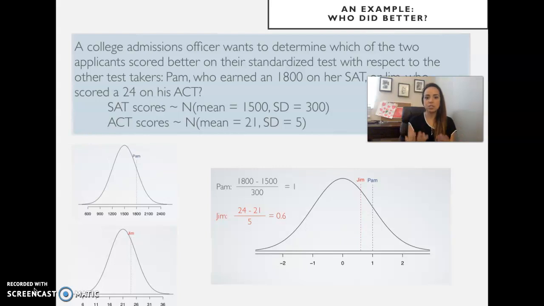So we have just solved a problem. We needed to compare the score that Pam got on an SAT exam with the score that Jim got on an ACT exam. And we used standardized scores that reflect how many deviations above the mean each one of the students or the candidates or the applicants scored.